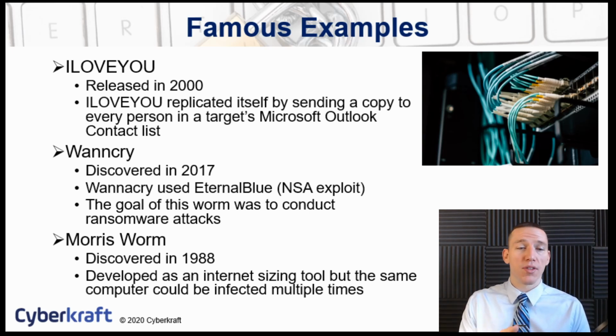The Morris worm was developed in 1988. This is an older worm, but it's a worm you should know about. It's kind of a famous example. It was developed by a Cornell student as an internet sizing tool. Morris developed the worm. He thought he could measure the size of the internet with his tool. But the problem was the tool worked as intended, but it could infect a computer multiple times. So the same computer could be infected with the worm over and over again. And then it would use all the system resources on that computer to perform this internet sizing survey, and it would basically crash the computer.